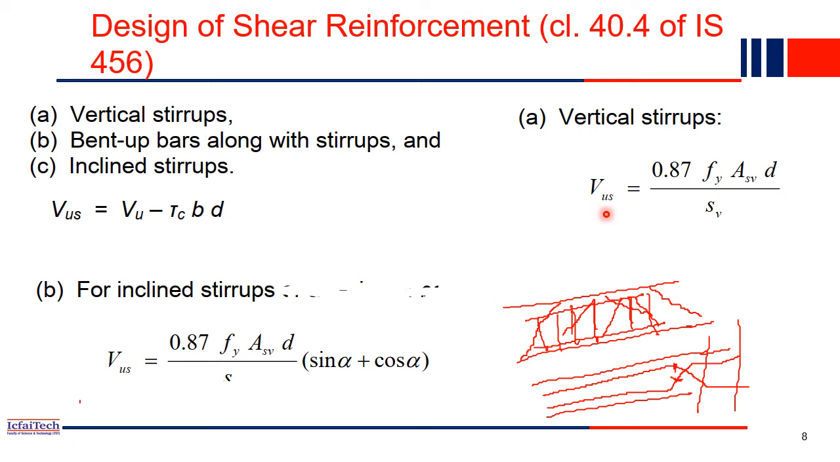The shear resistance is equal to 0.87 Fy into area of stirrups into d, where d is the depth of the beam, divided by Sv, the spacing of the stirrups. Using this formula you can easily find out how much shear force the stirrups can withstand. And for inclined stirrups, this is the formula, where alpha is the inclination angle of the stirrups. These formulas you will get in IS clause 40.4.